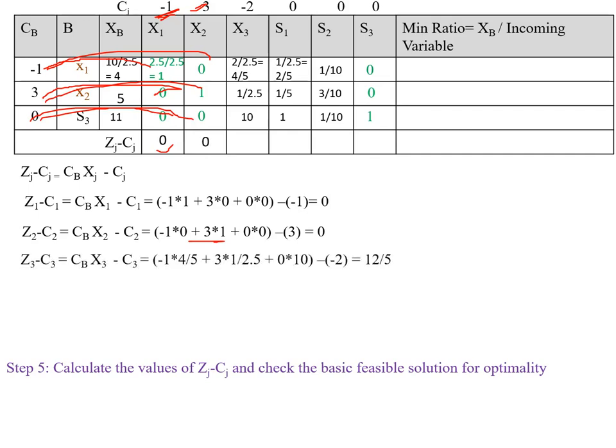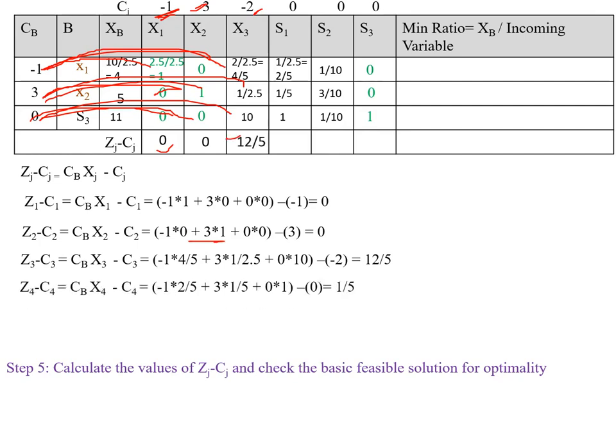So next one is Z3 minus C3, which is equal to minus 1 into 4 by 5 plus 3 into 1 by 2.5 plus 0 into 10 minus of minus 2. So the answer will become 12 by 5. So enter the 12 by 5 here. So next we have to determine Z4 minus C4, which is equal to minus 1 into 2.5 plus 3 into 1 by 5 plus 0 into 1 minus of 0. So the answer we get is 1 by 5. So enter 1 by 5 here.